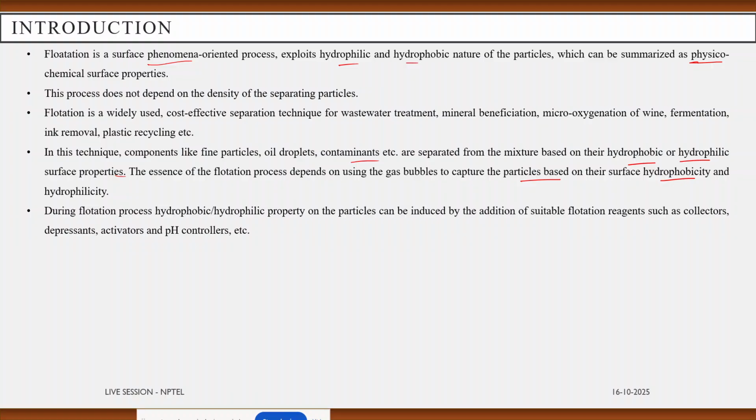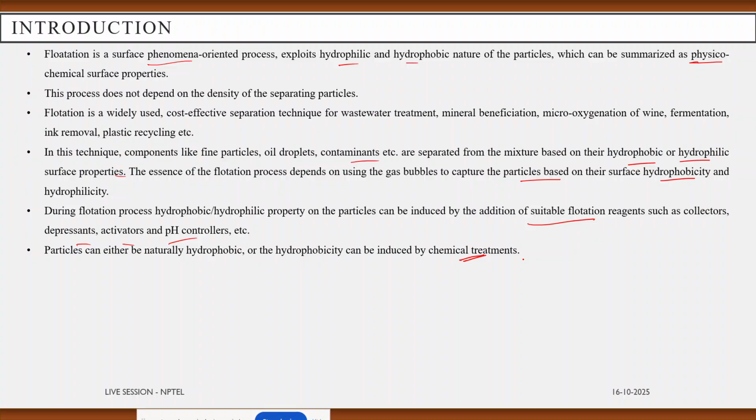So during a flotation process, hydrophobic or hydrophilic property on the particle can be induced by the addition of suitable flotation reagents, such as we can use collectors or depressants, activators, or pH modifiers. It can be used in the process. So here the particles can either be naturally hydrophobic or hydrophobicity can be induced onto the particle surface by some chemical treatment.